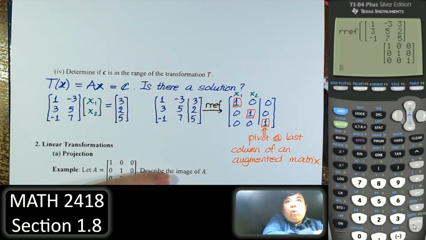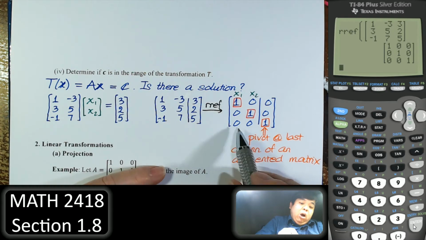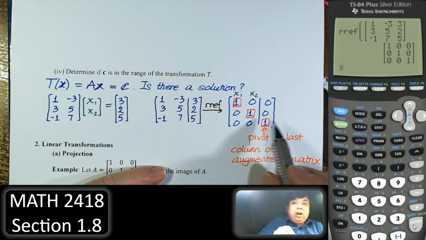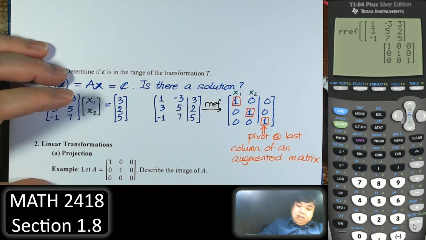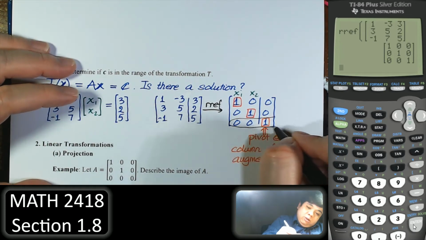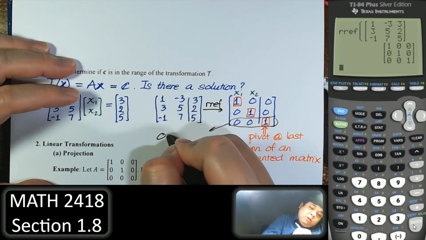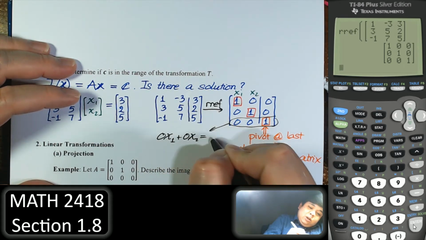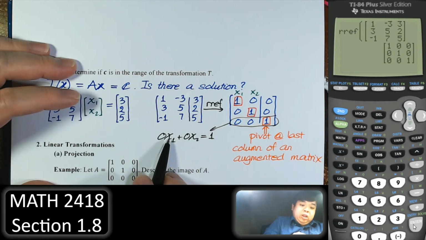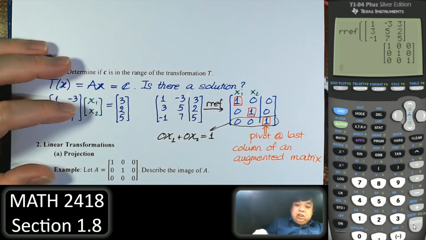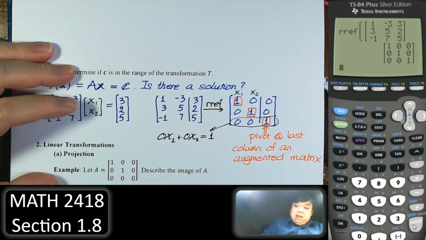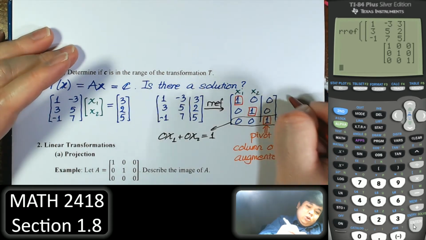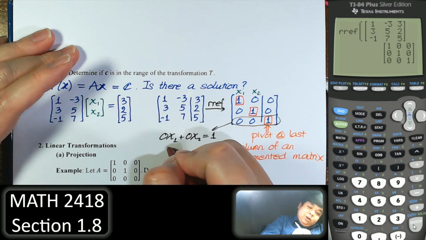When that happens, we have no solution, because if we write it down, 0x1 plus 0x2 equal to 1, right? If I write this out corresponding to this row, 0x1 plus 0x2 equal to 1, that's impossible, to have 0 equal to 1. So in this case, when we have this, that is no solution. So is there a solution? The answer is no solution.